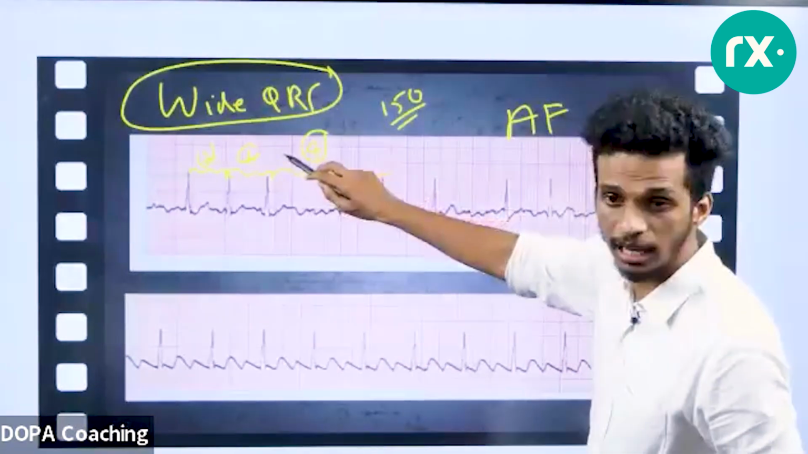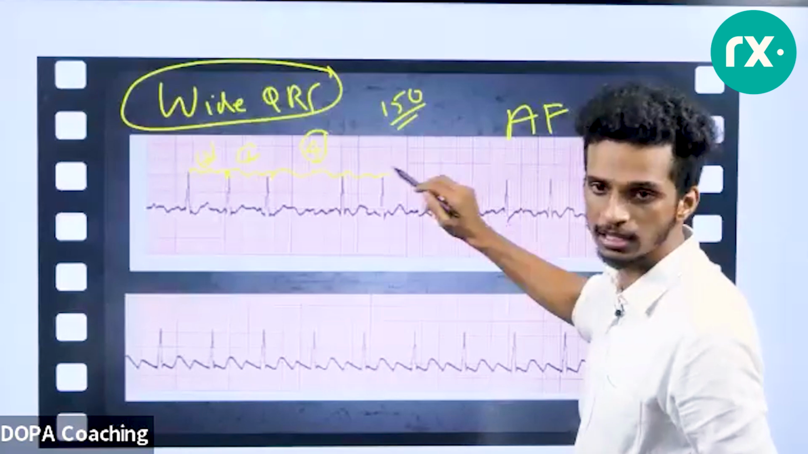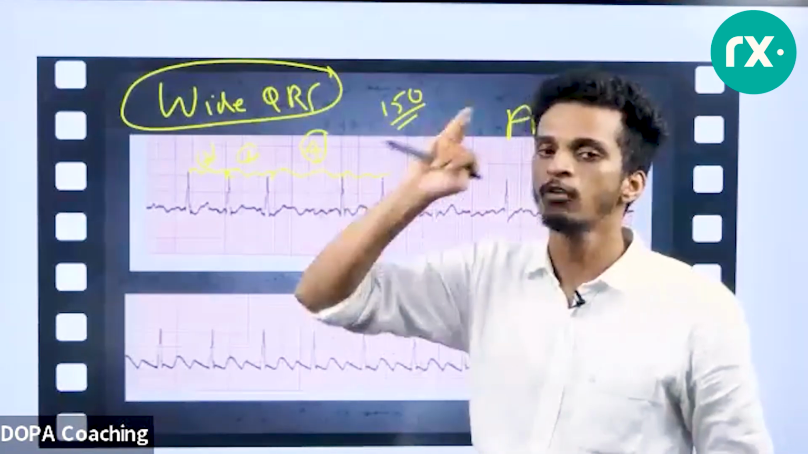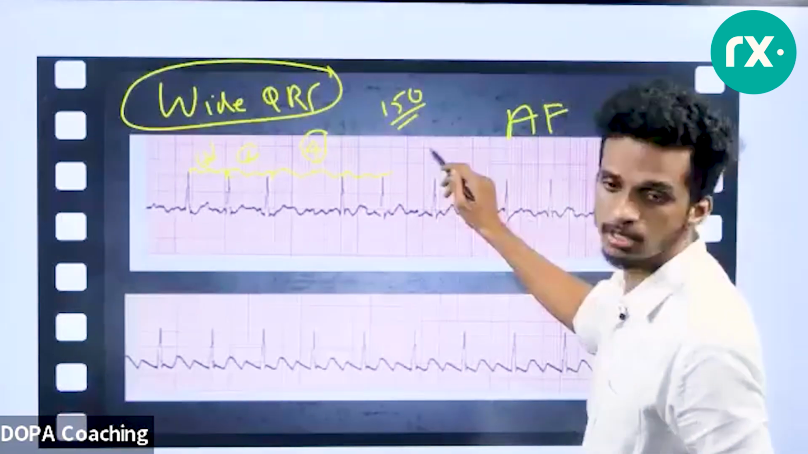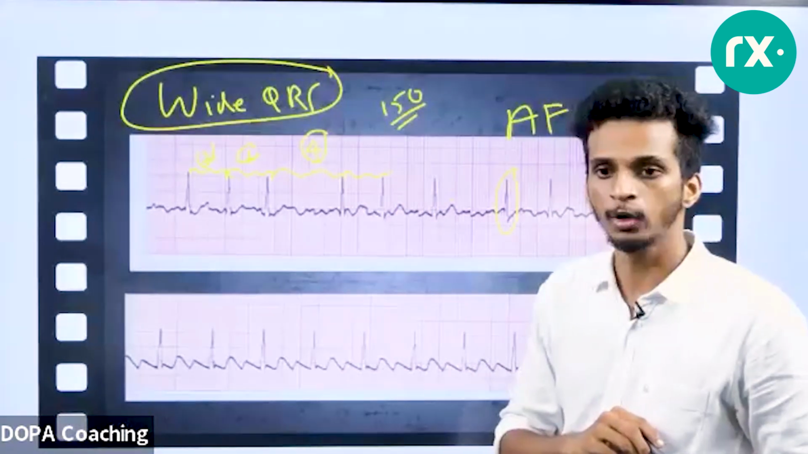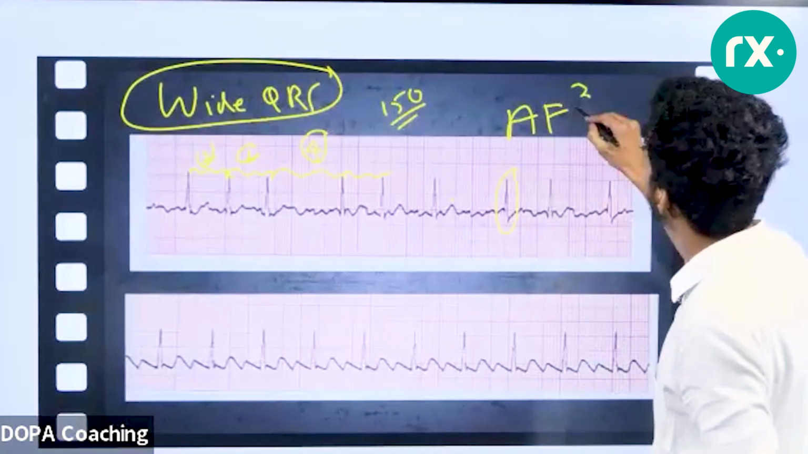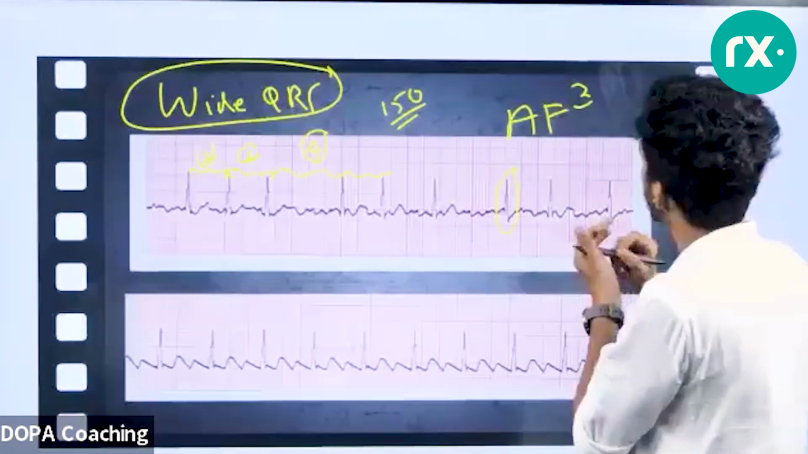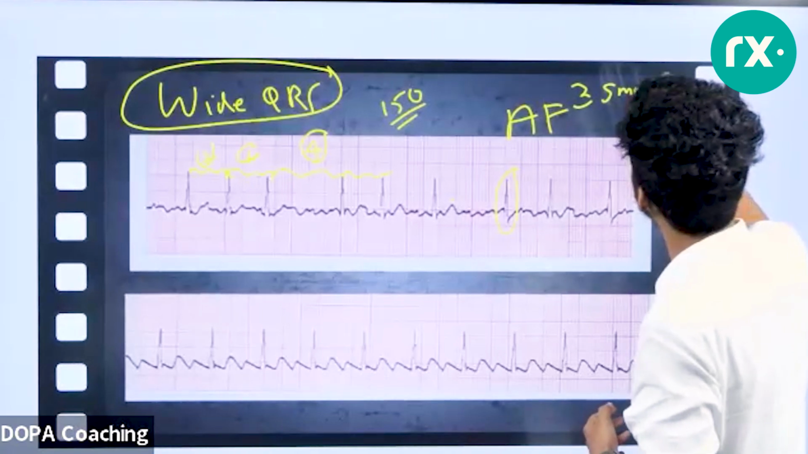So we have seen that the rhythm here is irregular. Now the two important differentials in our mind are atrial fibrillation and ventricular fibrillation. So why is this not ventricular fibrillation? It is simply because the QRS here is narrow. We have said that the normal duration of a QRS is around 3 small squares.